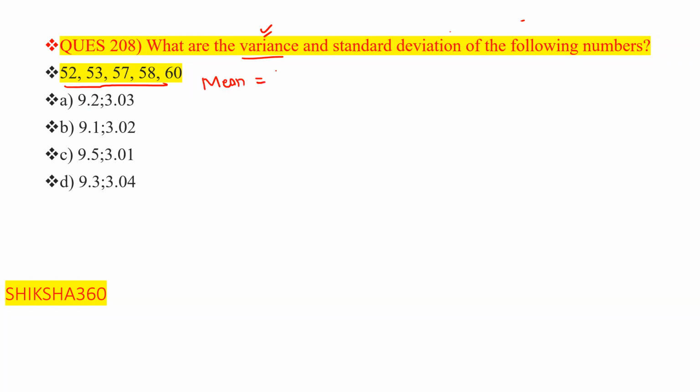So the mean of these numbers is 52 plus 53 plus 57 plus 58 plus 60. Can anyone tell what is the mean of these numbers? Just calculate on the calculator: 52 plus 53 plus 57 plus 58 plus 60, divide by 5. So it comes out to 56.